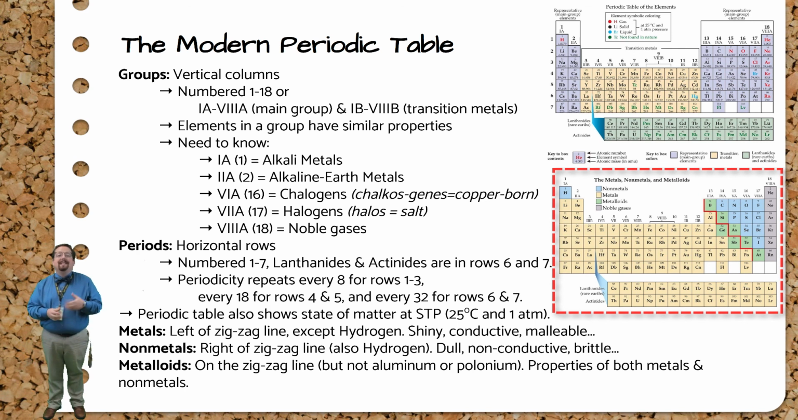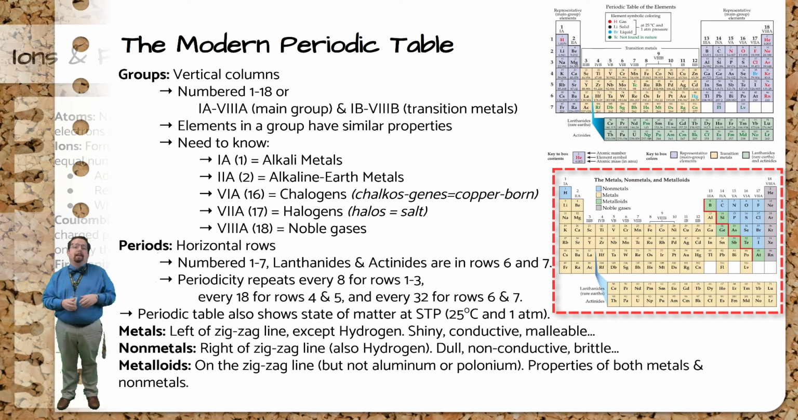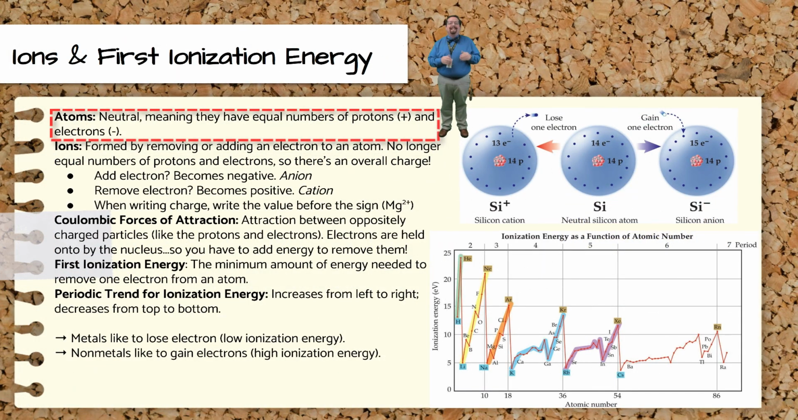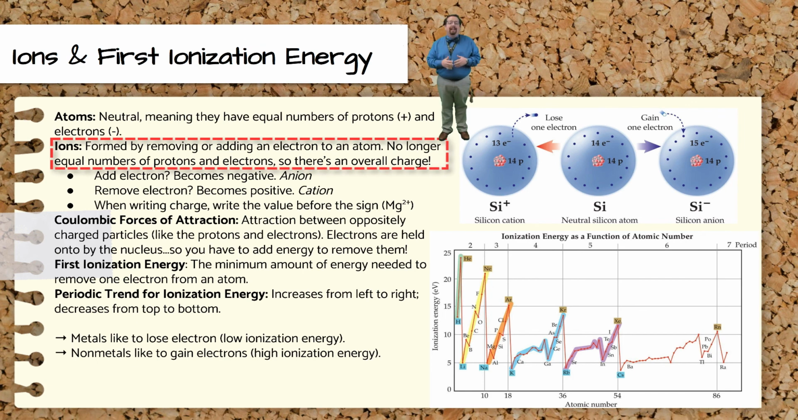For example, silicon is neither a good or bad conductor, but a semiconductor. When a particle of an element has exactly the same number of protons as it does electrons, it has no overall charge, and we call that an atom. When you add or remove an electron, the protons no longer equal the electrons, so you'll have an overall charge now, and we call that an ion.